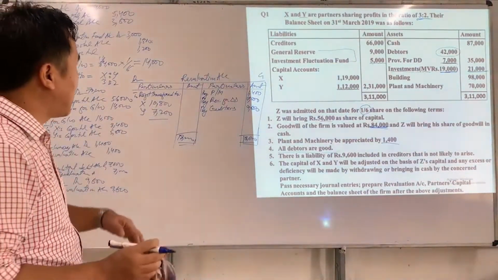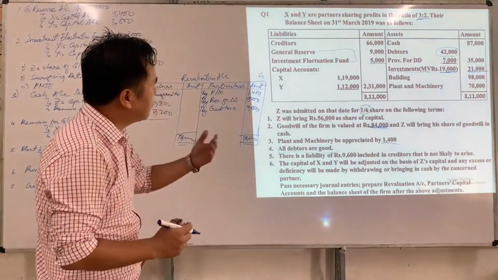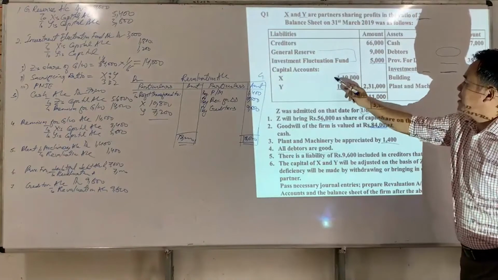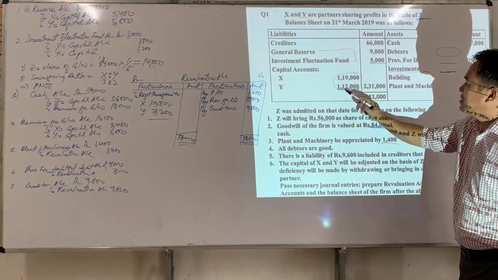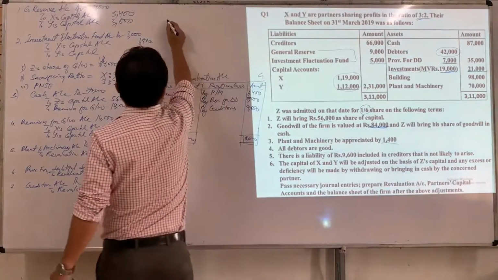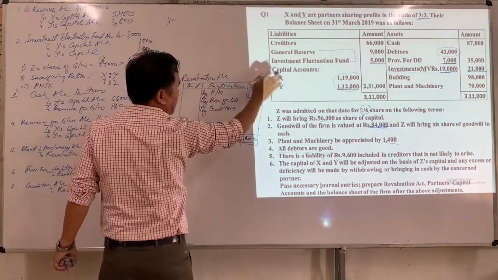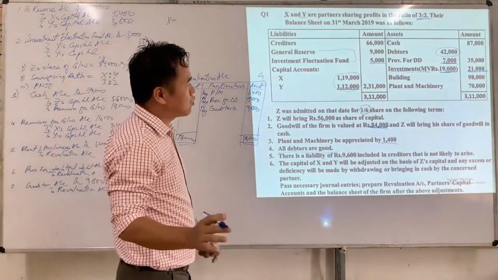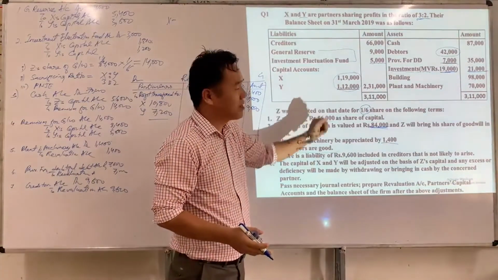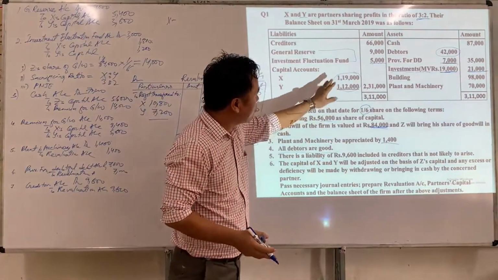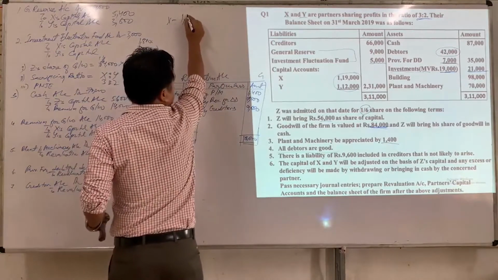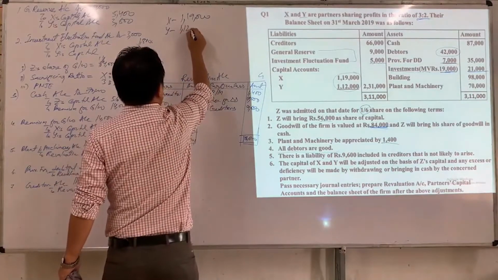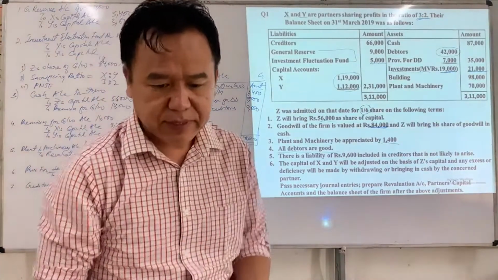Now we are going to prepare partners capital account. Before we prepare it, we have to know the opening capital of old partners X and Y. Opening capital is 1,19,000 and 1,12,000. Whenever we prepare partners capital account, we should always start with the opening balance of old partners' capital. So opening balance of X is 1,19,000 and Y is 1,12,000.